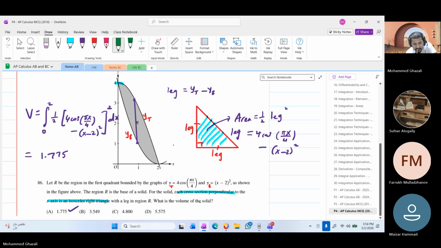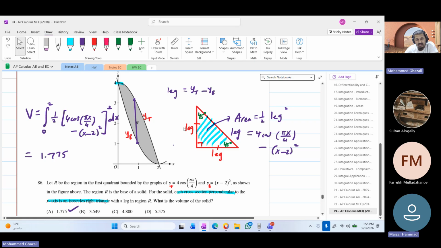For the solid, each cross section perpendicular to the x-axis is an isosceles triangle. It's easy because you see the leg is in region R, right? And you have a perpendicular triangle. A perpendicular triangle is a 45-45 triangle, okay? So the base has to be the leg because the longest side is the hypotenuse, because this thing is perpendicular to the x-axis, a right triangle.